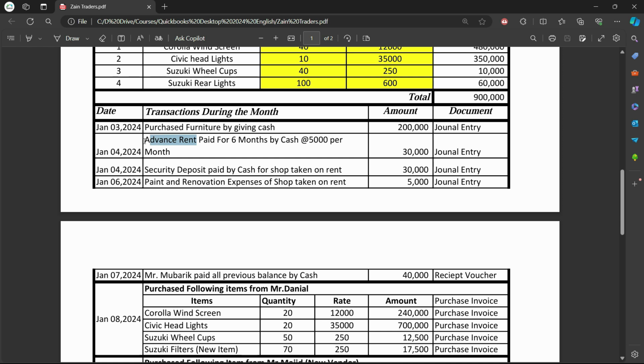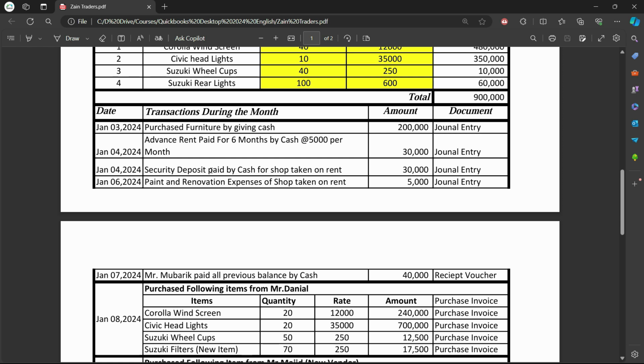which is advance rent paid for 6 months by giving cash. Now, I don't know if you know the prepayments concept or not, but a prepayment is actually an expense, but it's not expensed out yet. For example, if you have paid the advance rent for 6 months at the rate of 5,000 per month. Although the rent is an expense, right now this is an advance that is kept by your building owner, right? So it's not expensed out yet.